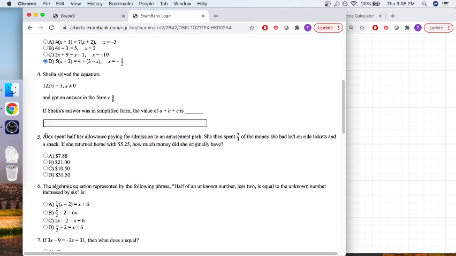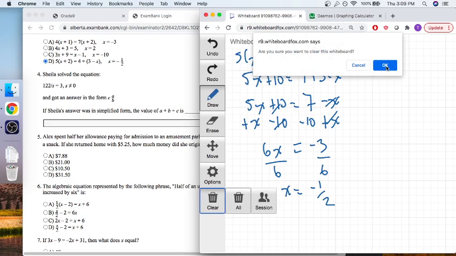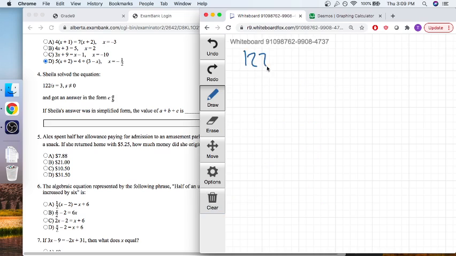Shall we solve the equation? 122 divided by s equals 3, and got an answer in the form of a b/c. So it's a mixed fraction with c being the whole number, a divided by b. If Sheila answers in simplified form, the value of a plus b plus c is equal to, okay, so let's first solve. So 122 divided by s equals 3. We can basically cross multiply and divide these. So we times by s, divide by 3, divide by 3. These 3's cancel out. And we have s equals 122 divided by 3.